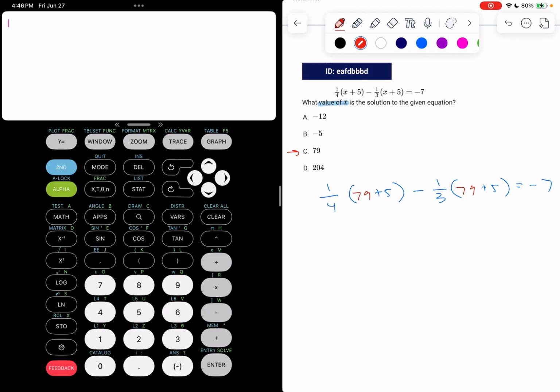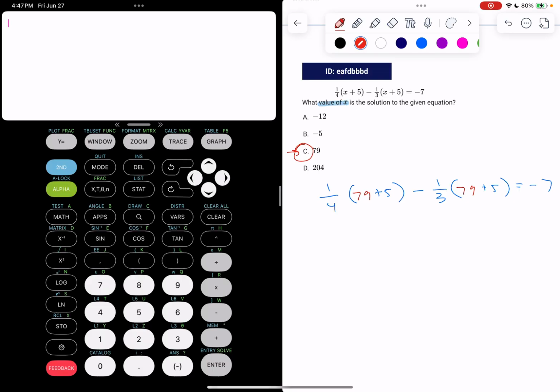So let's go to our calculator. Anytime I enter a fraction, I'm always going to put it in parentheses unless I'm using a fraction bar. So we have 1/4 in parentheses 79 plus 5, close parentheses, minus, and again I'm doing a fraction so I'm putting it in parentheses, times 79 plus 5, close parentheses. If I hit enter, ooh, I get -7. Oh, isn't that so fun when you get it on the first try? I love that. Okay, we'll pick this guy here because it worked out.